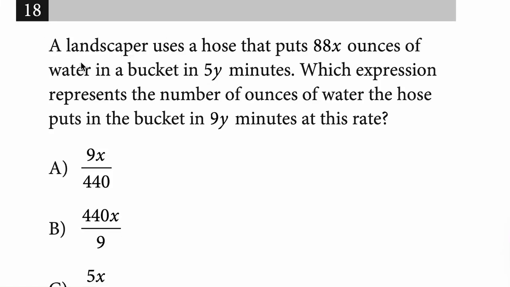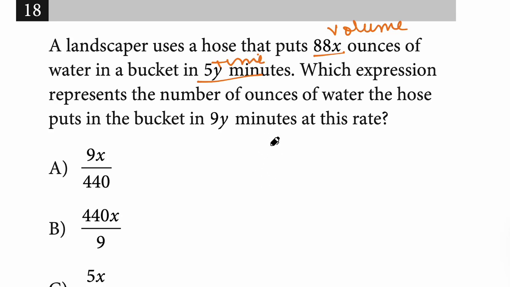Question number 18. A landscaper uses a hose that puts 88x ounces of water in a bucket in 5 minutes. Okay, so this one is some volume and this one is time. Which expression represents the number of ounces of water the hose puts in the bucket in 9 minutes at that rate? So we are talking about two situations where volume and time are considered.